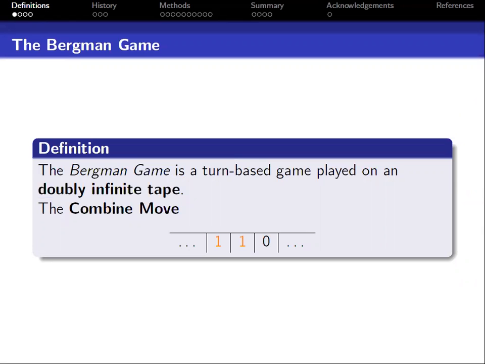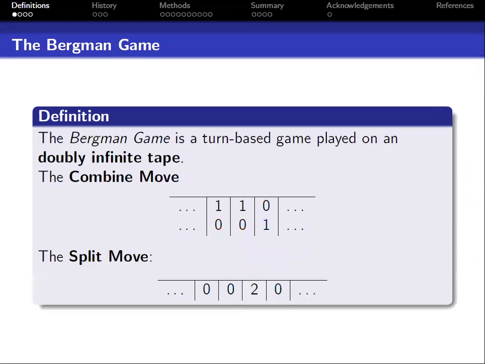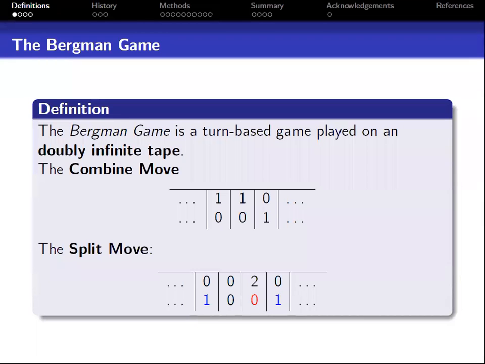So the Bergman game is this turn-based game that we created, which is based on two types of moves, and it's played on a double infinite tape with tokens. The first move is a combine move, which takes two tokens in adjacent indices and moves one to the right index, as so. And then the second move takes two tokens at the same index and splits them up like so, and it moves one token this way and one token this way. And if any of you are familiar with the Fibonacci numbers, you might notice.